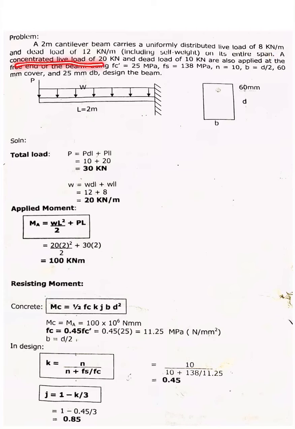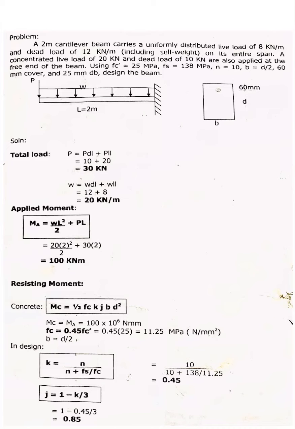A concentrated live load of 20 kN and a dead load of 10 kN are also applied at the free end of the beam. So that is the concentrated load P. Using f'c, the cylinder strength of concrete, which is 25 megapascal, and fs, the allowable tensile stress of steel, which is 138 megapascal, and n, the modular ratio, which is 10, and the base is d over 2. You have your d.